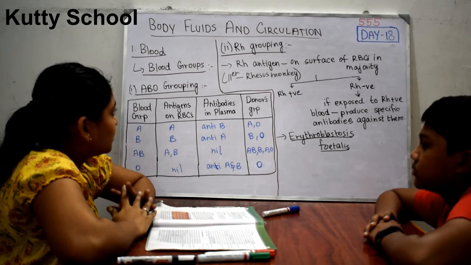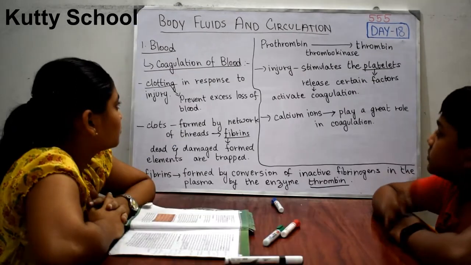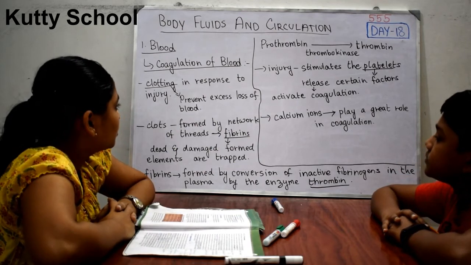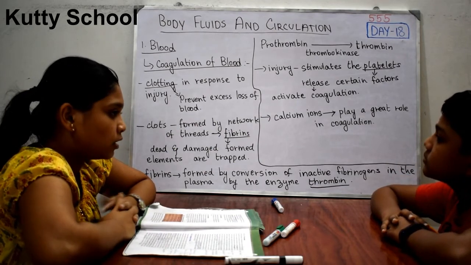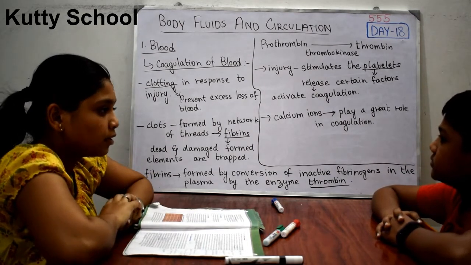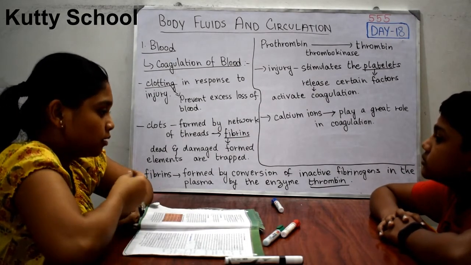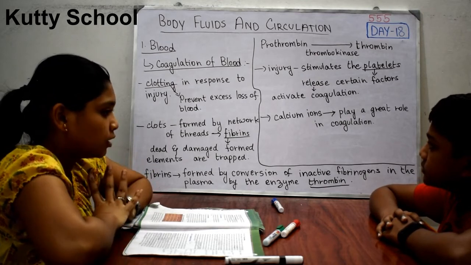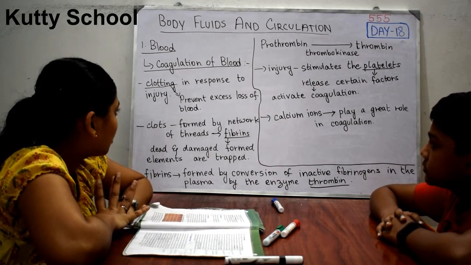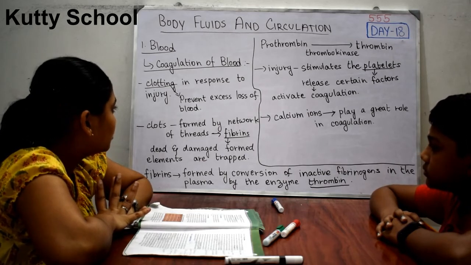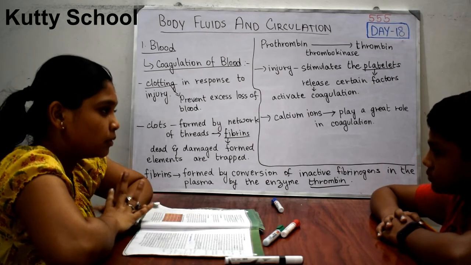So next we will see about coagulation of blood. So now we are going to see coagulation of blood. Okay. So here coagulation is nothing but clotting. So when some injury or some cut happens in your hand, immediately some red or brown color scum is formed. It is due to clotting of blood. So this clotting is done in response to injury to prevent excess blood loss. It prevents excess of blood loss.